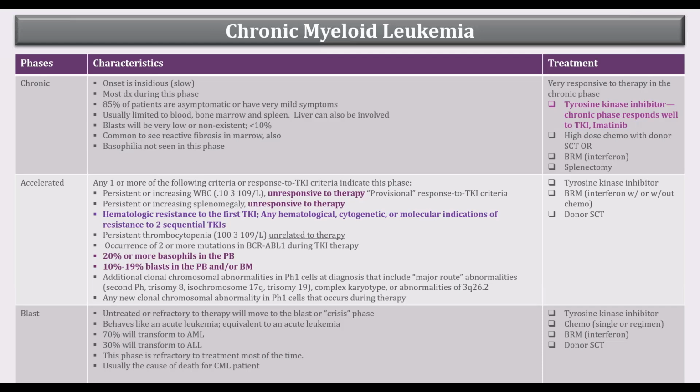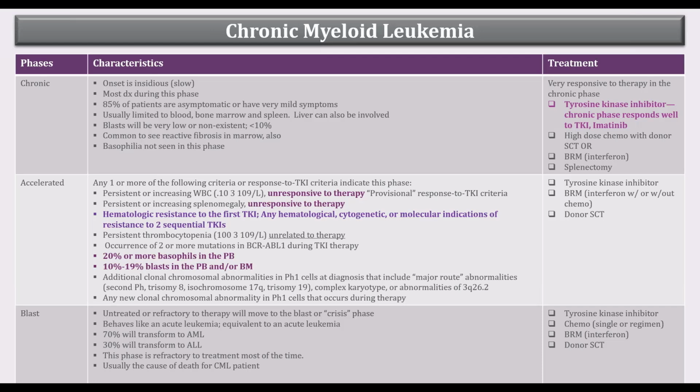Without treatment or refractory to treatment, patients will progress to the accelerated phase. So it is common to see splenomegaly here, as well as that basophilia becoming apparent at around 20% or more. There are also more immature cells seen here at 10 to 19%, which does indicate that this is no longer in a chronic phase. It's moving towards the blast or the crisis phase. But treatments here are still similar with the TKIs, chemo, BRM, and possible stem cell transplant. The dosing just may be different.